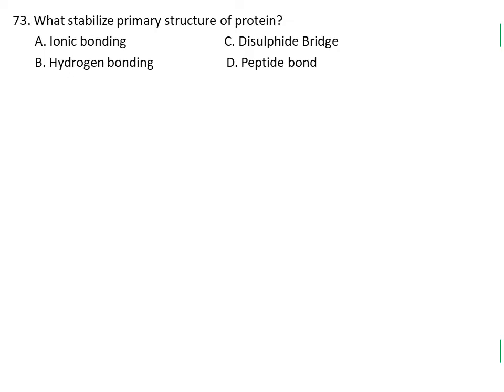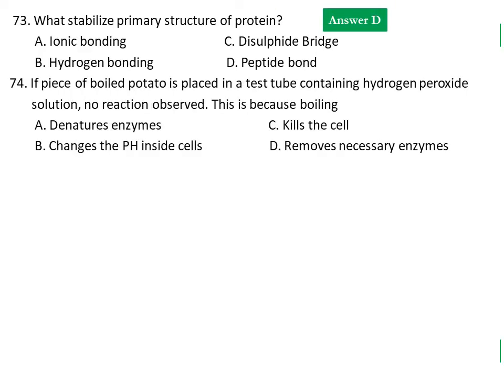Question number 73. What stabilizes the primary structure of protein? A. Ionic bonding. B. Hydrogen bonding. C. Disulfide bridge. D. Peptide bond. So the answer should be D. Peptide bond. Question number 74. If a piece of boiled potato is placed in a test tube containing hydrogen peroxide solution, no reaction is observed. This is because boiling A. Denatures enzymes. B. Changes the pH inside the cell. C. Kills the cell. D. Removes necessary enzyme. Boiling denatures the enzyme structure, so the answer should be A.